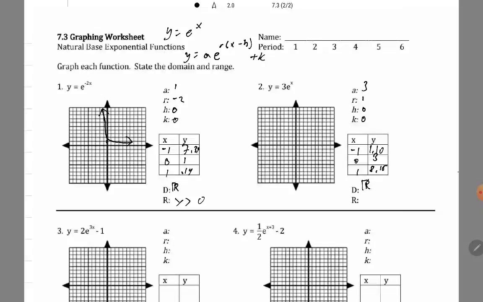Domain, all real numbers again. My range is going to be y is greater than 0. Nothing's going to affect my domain unless I start using a different type of function, like square roots. But for range, the only thing that's going to affect that at this point is my k value.